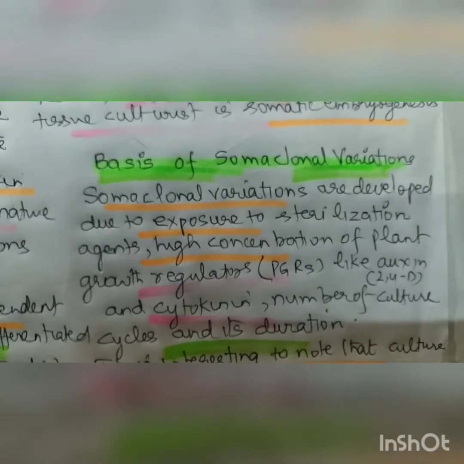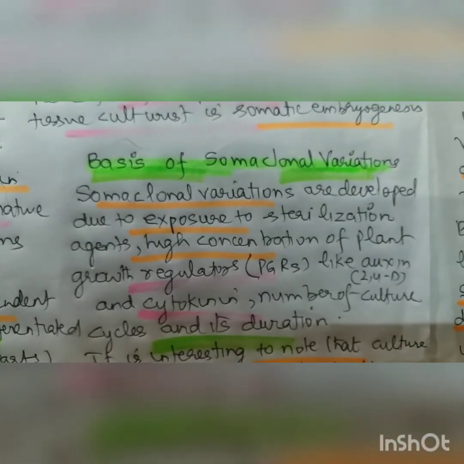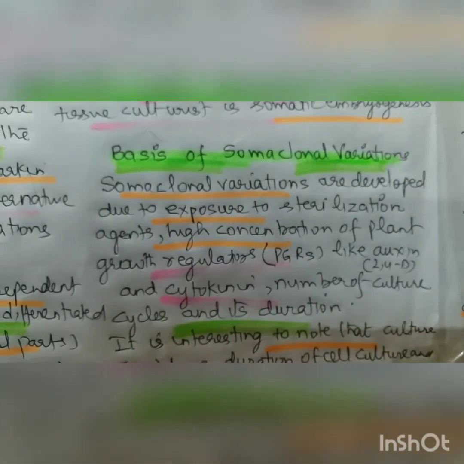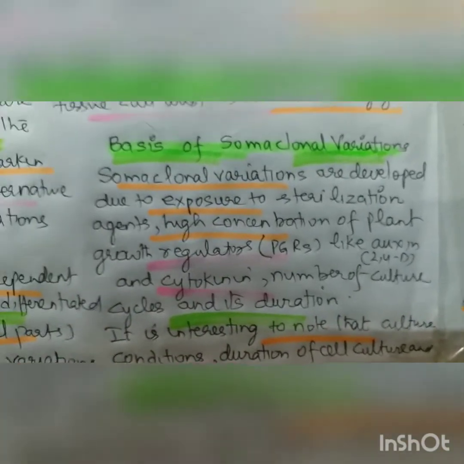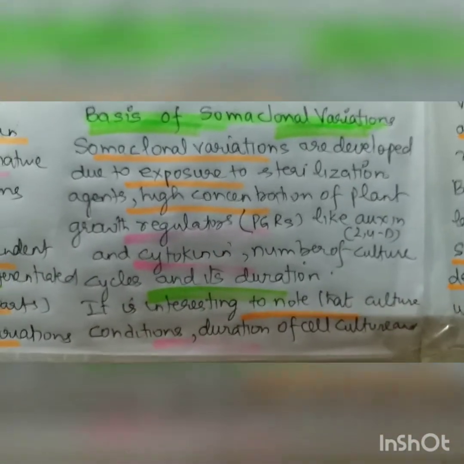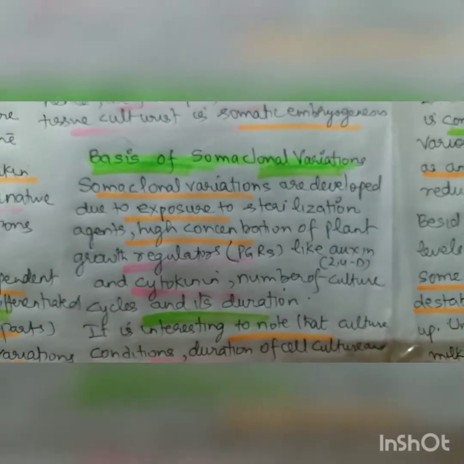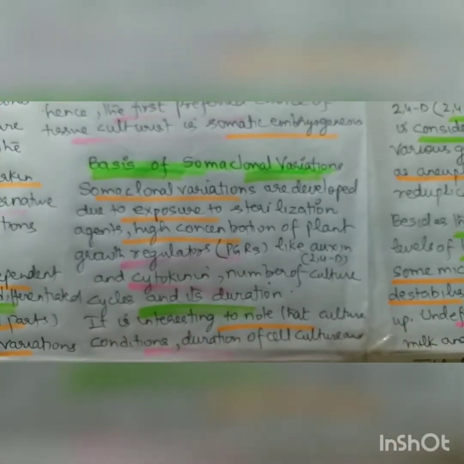And that is the defeat of the tissue culturist. So now, the basis of somaclonal variations: they are developed due to exposure to the sterilizing agent. When we do sterilization, we take 3 steps, that is streptomycin, then sodium hypochlorite and ethanol, whereas in case of seeds we use 2 steps, that is mercuric chloride and streptomycin.